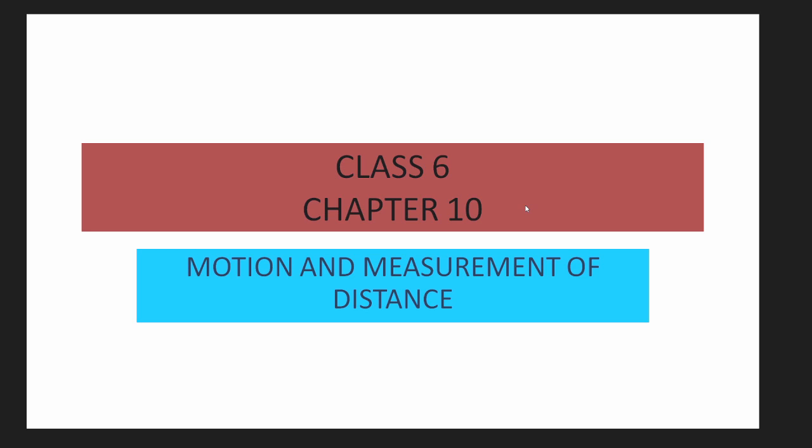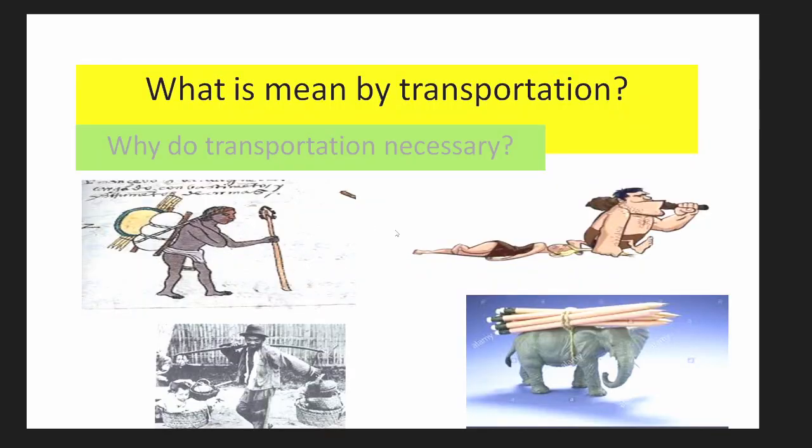We will start the new chapter, chapter number 10, motion and measurement of distance. Tell me, children, what is meant by motion? Motion means movement, right? Since ancient times, living things like humans, animals, birds, etc., have been traveling from one place to another place. That process of traveling and moving people or goods from one place to another is called transportation.